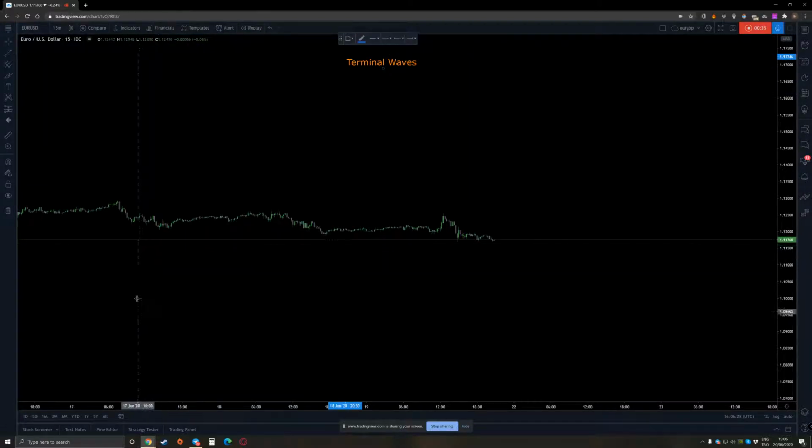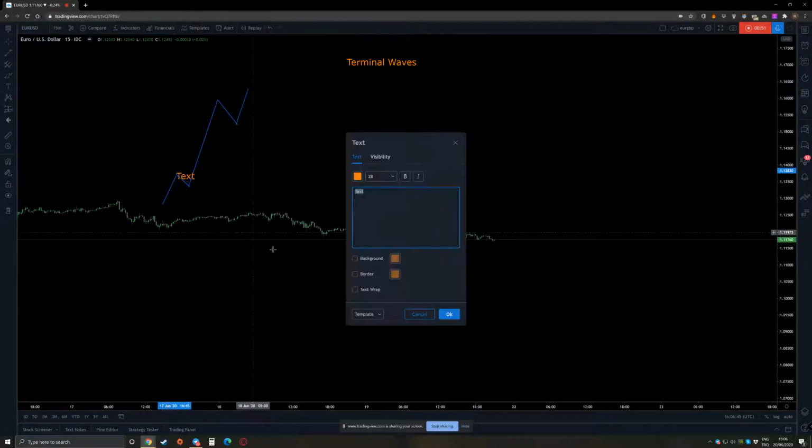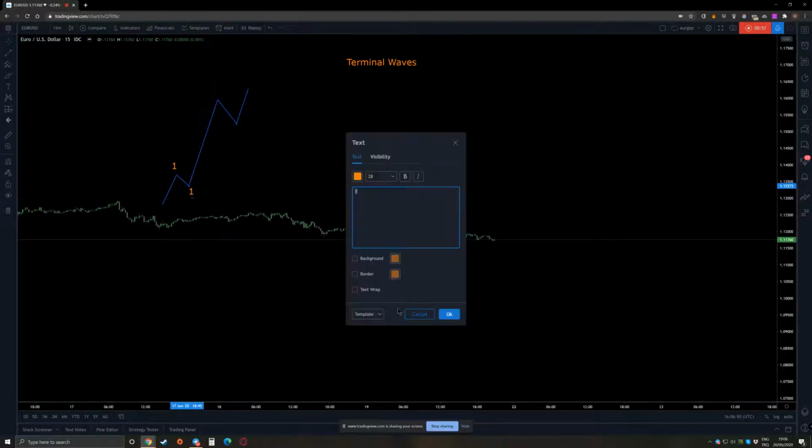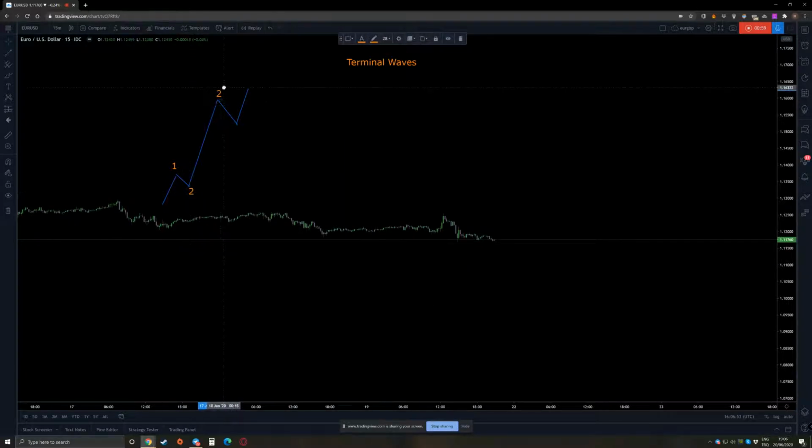When we usually think about impulsive waves, like I already explained in other videos, you're looking for structures like this, usually with a third wave extension mainly, but it can also be a first wave extension impulsive move, or a fifth wave extension move. So this is what a classical impulsive move looks like, and it can appear in certain places.